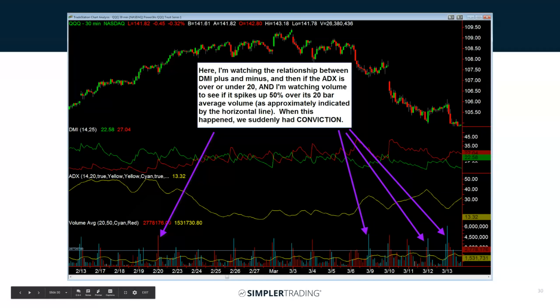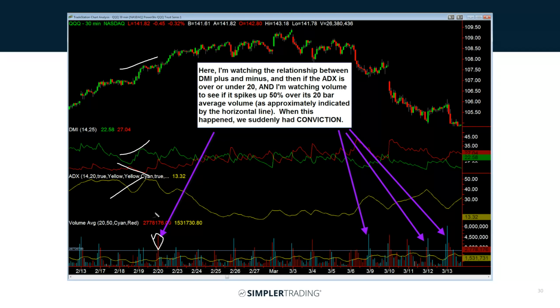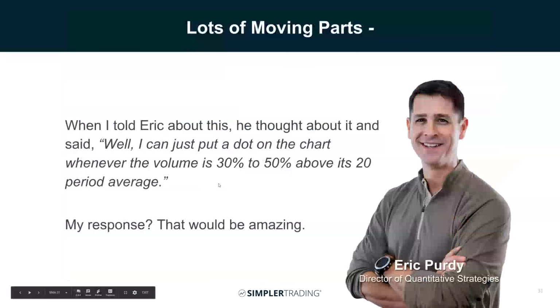So here's the same chart for continuity's purposes of the Q. I used to look at the candlesticks. I've got the DMI plus, DMI minus. Here's the ADX. Here's the volume. It's like, oh boy, look at that. There's a volume spike. If I see that volume spike, I'm pretty sure that we're going to keep on going. And again, it's just a lot to look at.